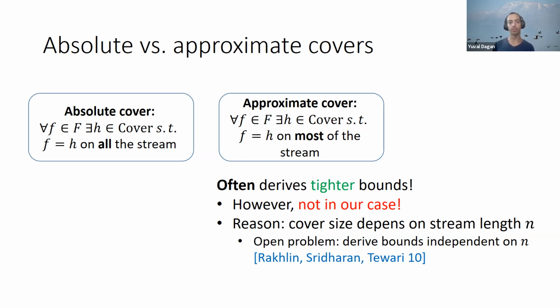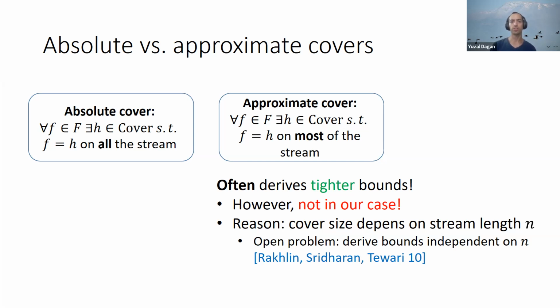And what is an approximate cover? This is also a set of experts such that now for each statistic, there will be an expert that equals it in most of the stream, say in 1 minus epsilon fraction of the stream. But this expert does not have to equal f on all the stream. Now, if we can find approximate covers of cardinality sufficiently small, then we can get tighter bounds.